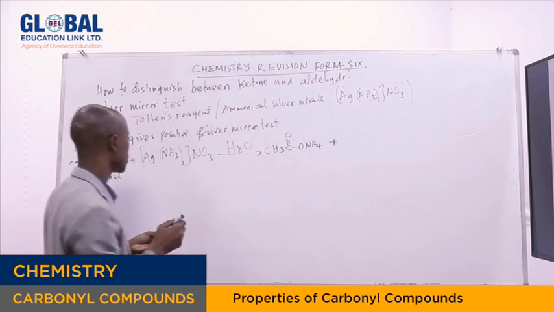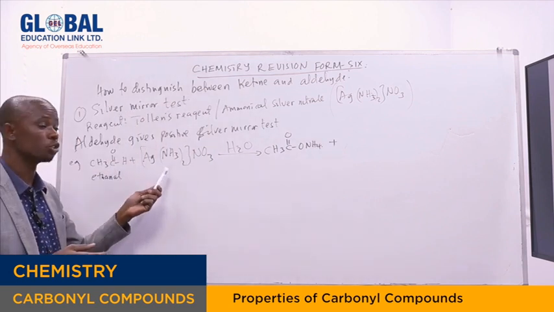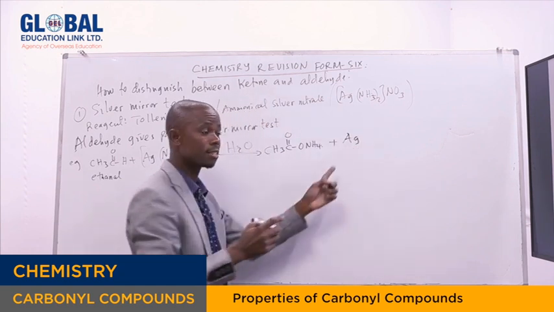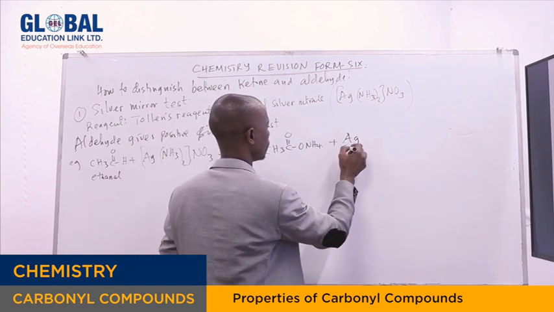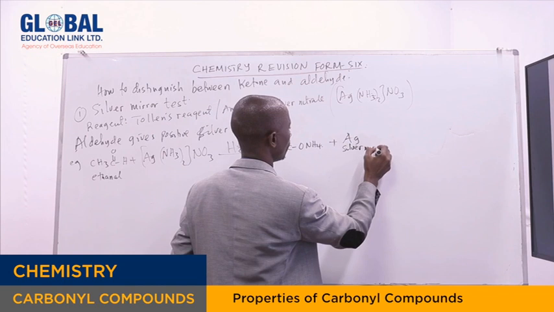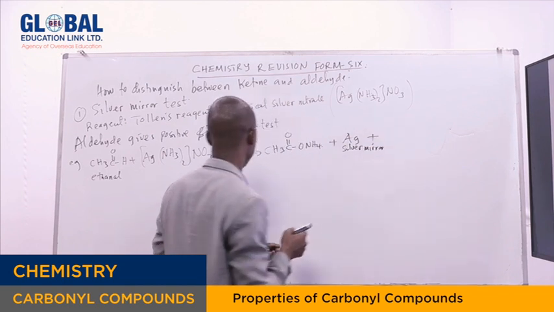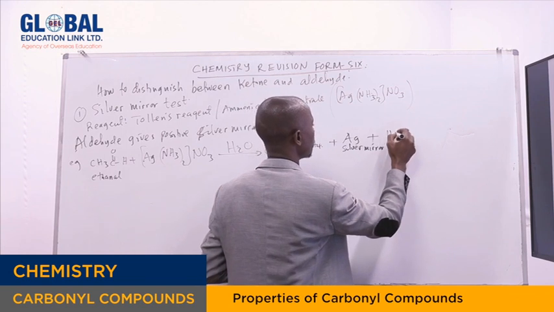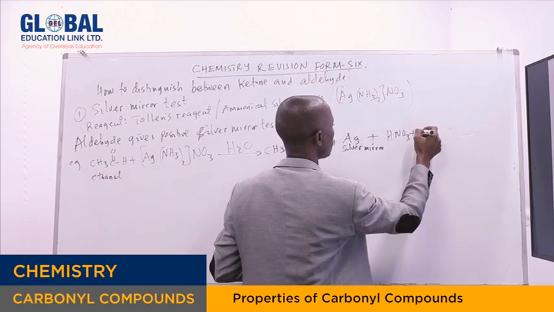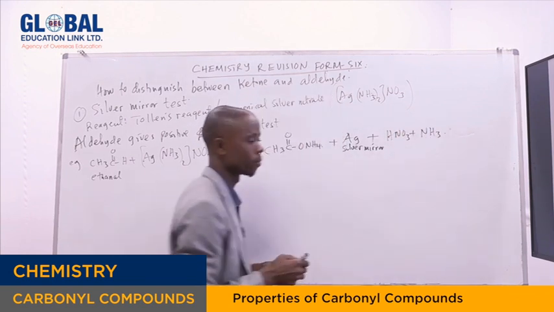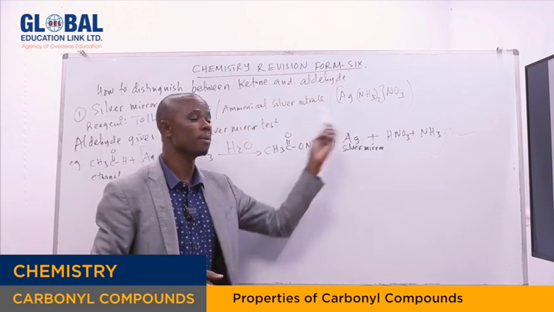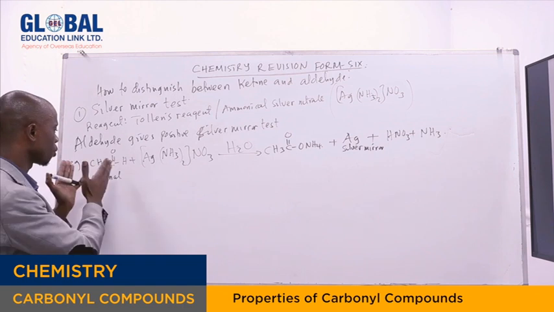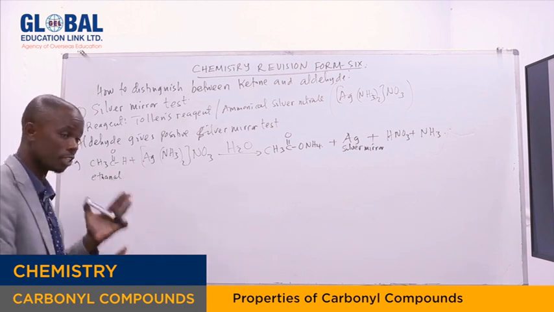And because this is the mild oxidizing agent, it will be reduced to silver. And this is the silver mirror. Also, there will be formation of nitric acid and some ammonia. So the presence of the silver mirror distinguishes that the compound which is oxidized is an aldehyde.